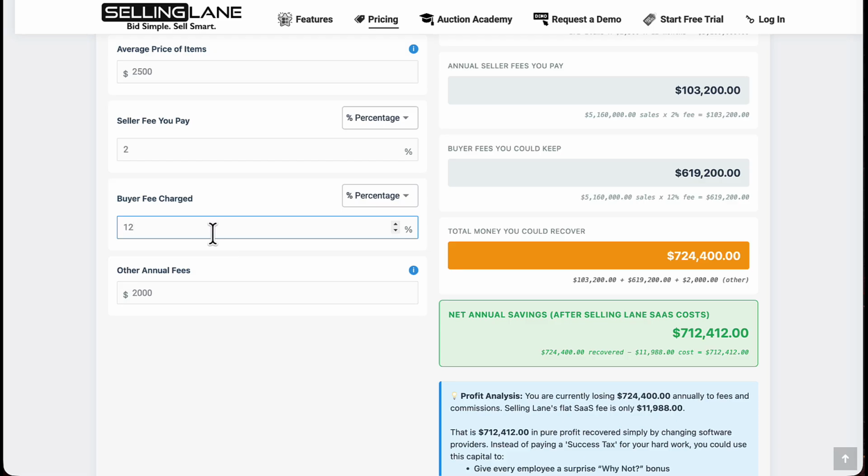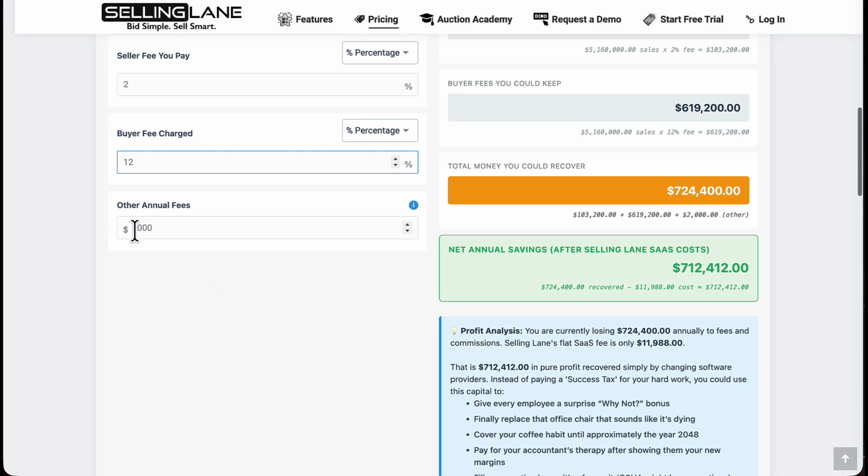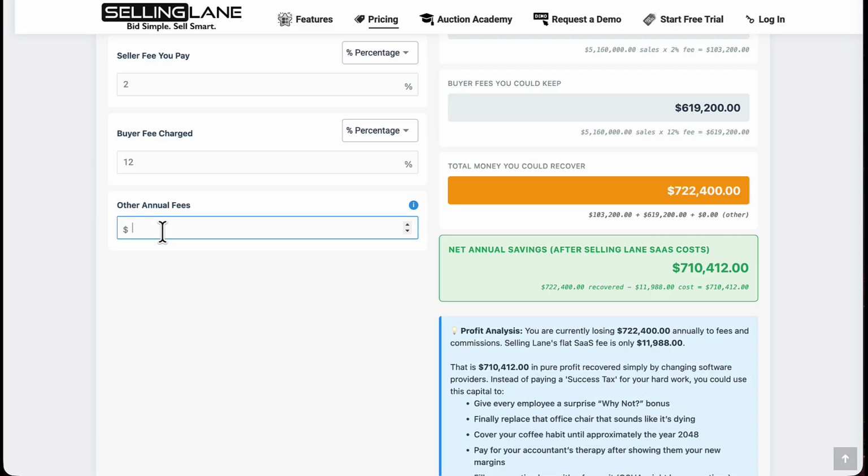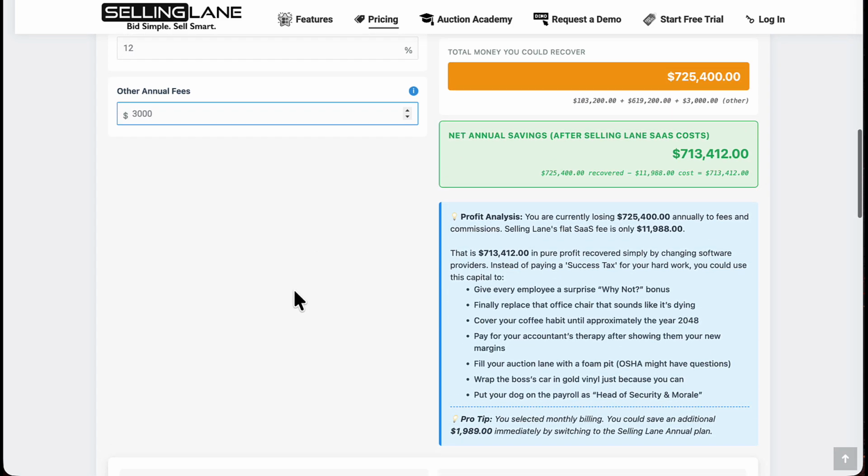Maybe it's a percentage of that, but at the end of the day, it's still quite a bit. And let's say they have some other fees. Some of these services have user fees, for example. So let's say that user fee is $250 a month, or about $3,000 a year.